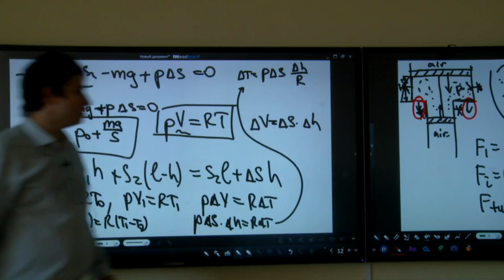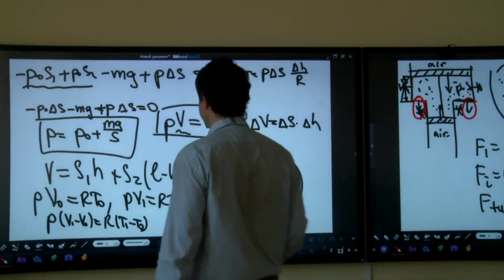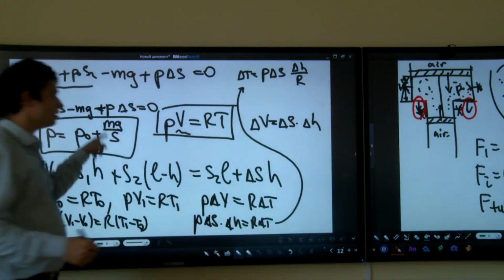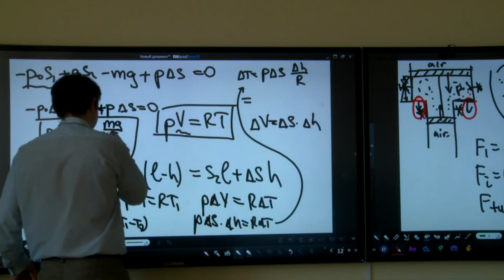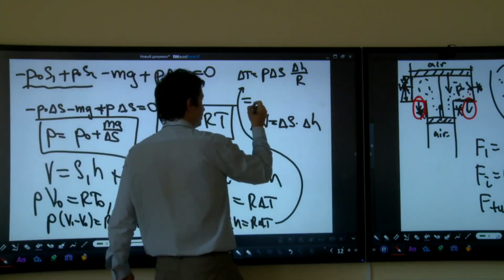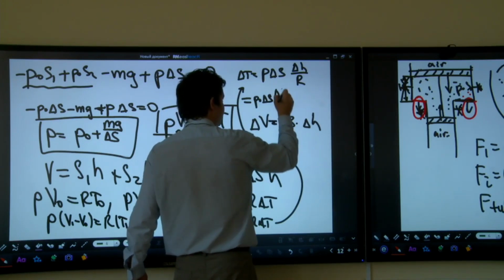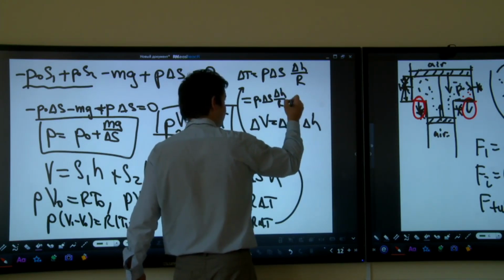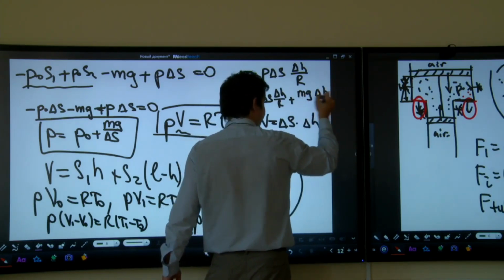And then I insert the pressure which I have obtained previously. Pressure is P0 plus mg over delta S. So that would give me P0 delta S delta H over R plus mg delta H over R.